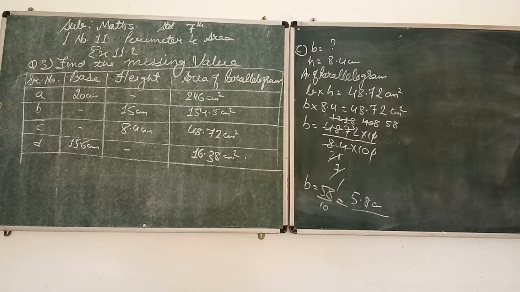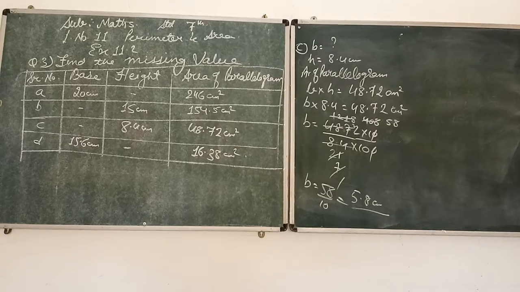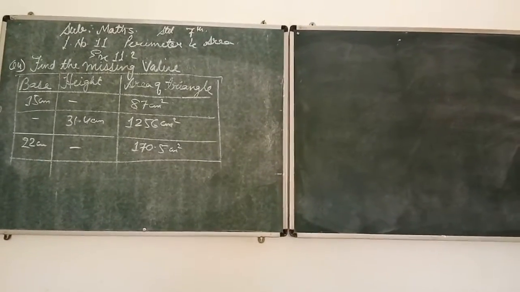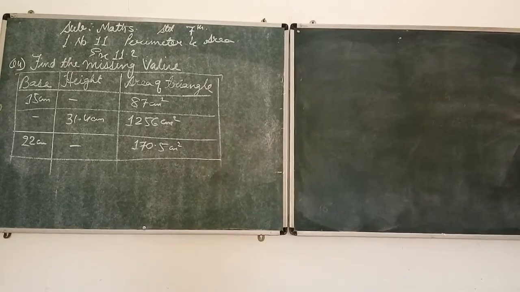Like this you have to solve. Okay, standard formula of parallelogram is B into H. B is base and H is height. You have to put the value into the reduced form, and easily you will get the answer. Okay, last sum. Now student, last sum of question number 3 is homework for you.